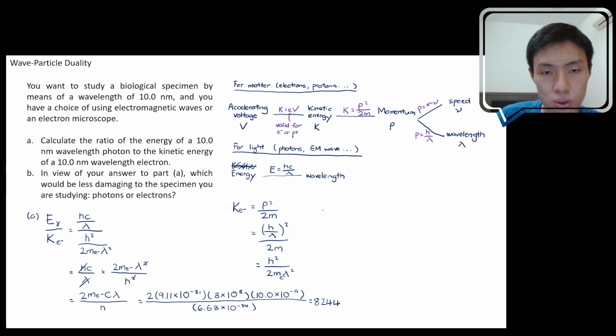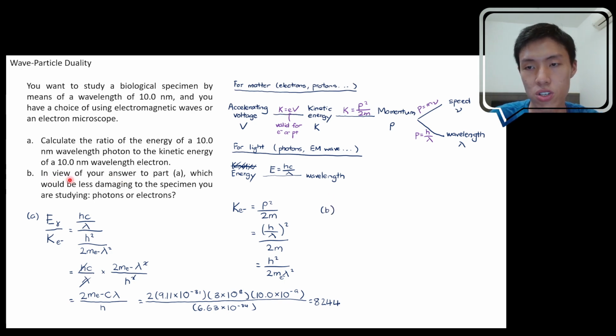Okay, so you can actually continue this argument to the next question, because the next question says, in view of your answer to part A, which says that photon is more energetic than electrons, which will be less damaging to the specimen you are studying, photons or electrons? So we can know that if the particle itself has less energy, then it will not transfer that much energy to the specimen. Okay, how do I study a specimen is by shining the light onto the specimen, or we are shining the electron beam onto the specimen.